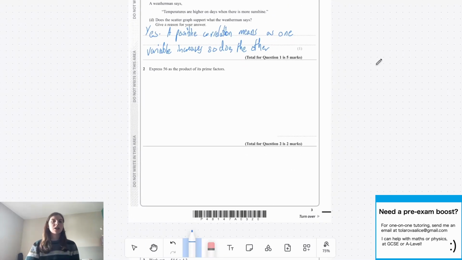Question 2. Express 56 as a product of its prime factors. So it's just a nice simple prime decomposition. So 2 definitely goes into this. Then we divide 56 by 2, and that's 28. Do that again. There's another 2, so 14, another 2, and 7. It's going to be 2 to the 3 multiplied by 7 because there's 3 2's.